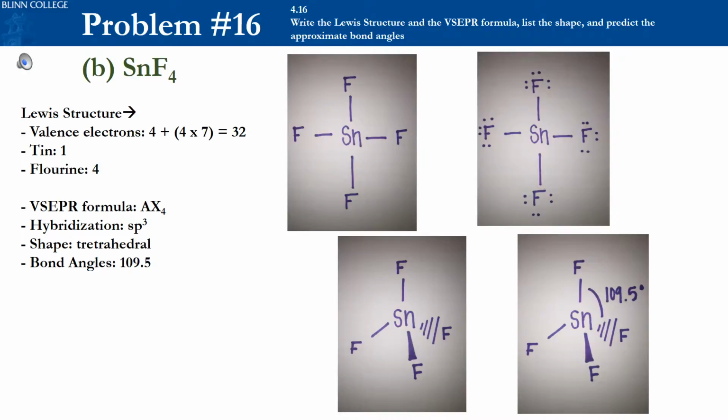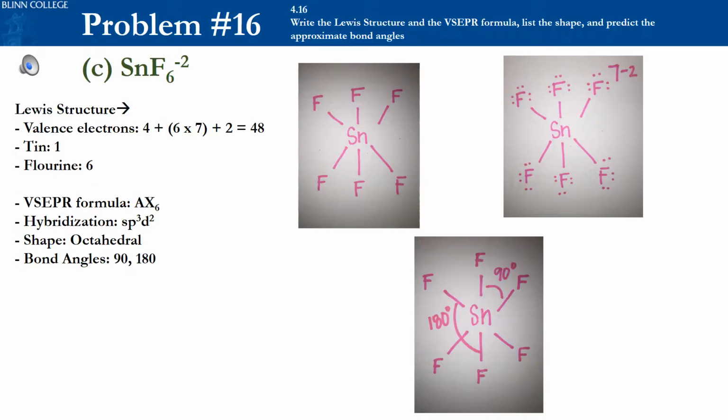After determining the electronic arrangement and shape, the bond angles can be determined by the VSEPR model. So the bond angle between the 2 bonds is 109.5 degrees.